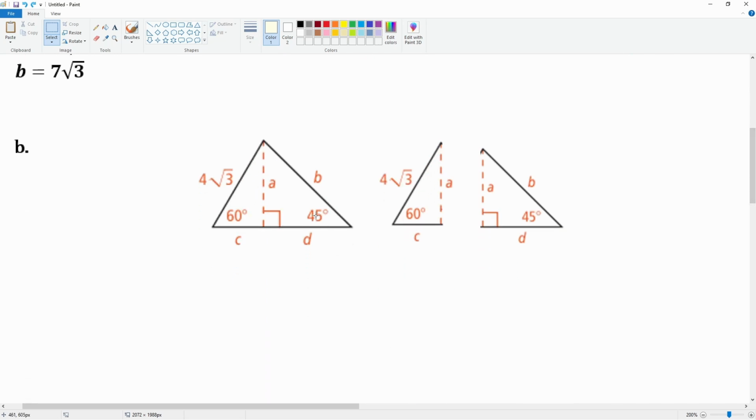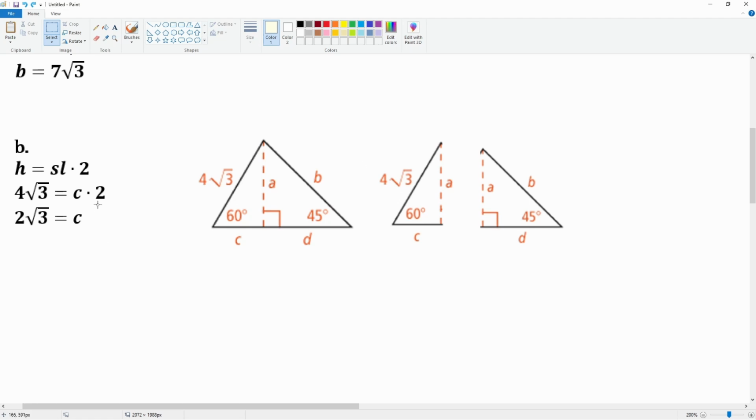B, same thing here. You want to break it up into 2 images, a 30, 60, 90 and a 45, 45, 90. It's always suggested to get the smaller angle first in the 30, 60, 90. And that's what I did here. I have the hypotenuse is equal to the short leg times 2. I know that the short leg is C because that is opposite to that 30 degrees. The hypotenuse is already given as 4 radical 3.